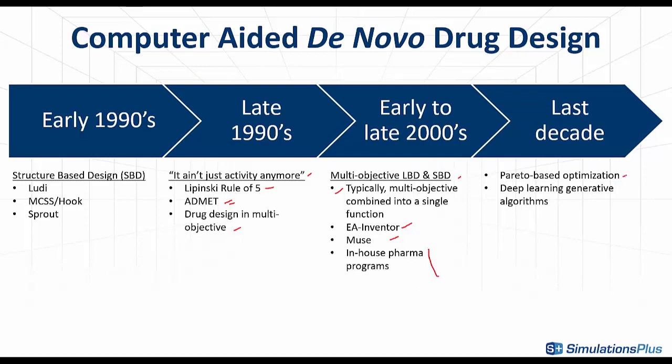In the last decade, Pareto-based optimization has kind of replaced this single function, and deep learning generative algorithms have started to come into fashion. About 3 or 4 years ago, there were very few publications, and within the last few years, there have been many generative algorithms that either try to modify the SMILES strings or come up with new SMILES strings or molecular graphs.